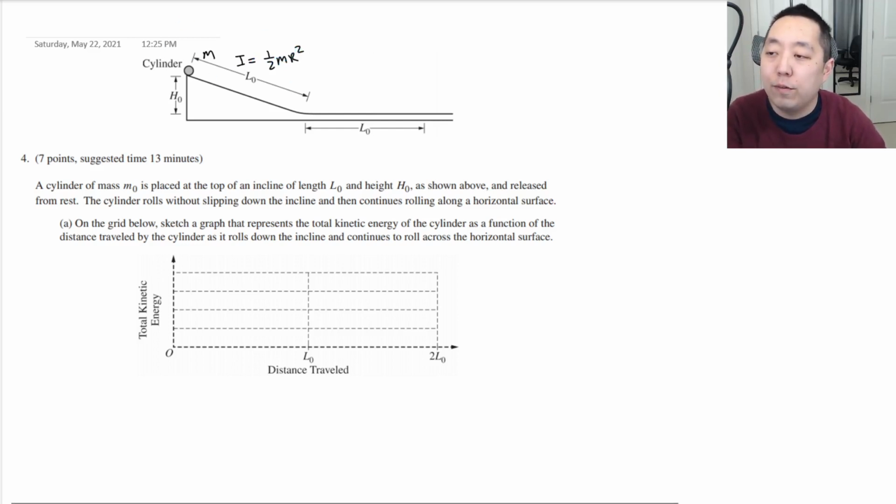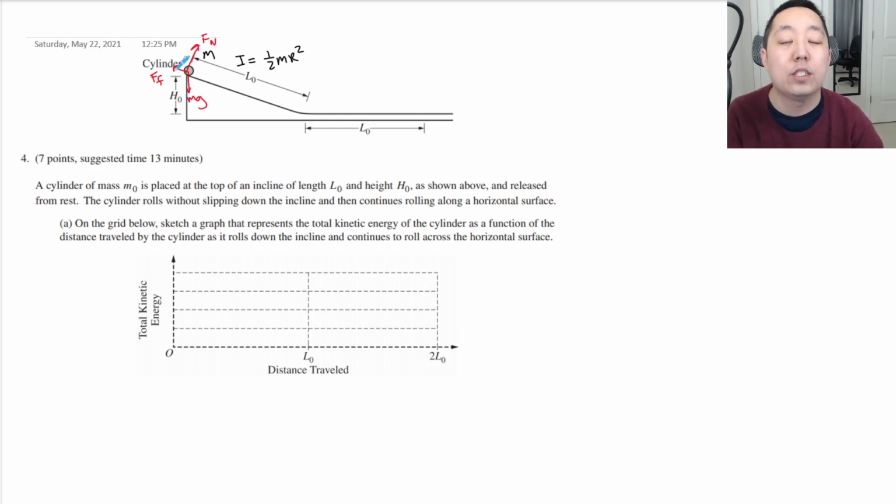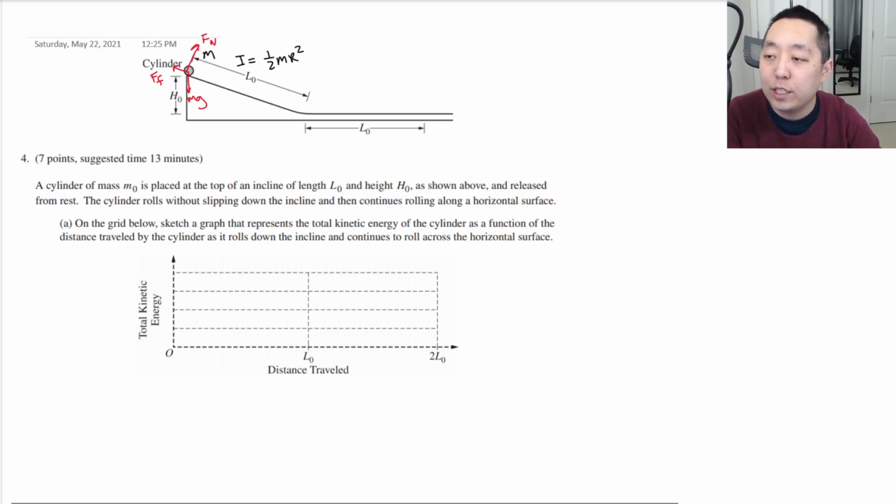Now, if I were to draw a free body diagram, there's gravity acting down, there's a normal force acting perpendicular to the ramp, and there's a frictional force acting parallel to the ramp. Hopefully most people can understand that part, because you need something to act as a torque to cause this thing to spin, and it is friction that does that. Now, what kind of friction is it? The kind of friction is static friction.